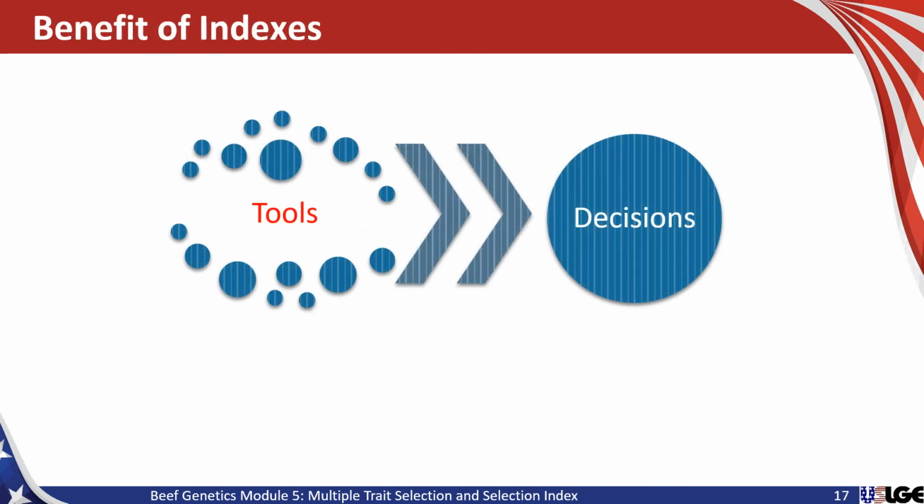The benefit of indexes is they enable going from tools or the EPDs to helping make decisions. So there are means of combining multiple EPDs together in an economic framework to help producers select the best bull for them as they try to increase net profit at the ranch or farm level.